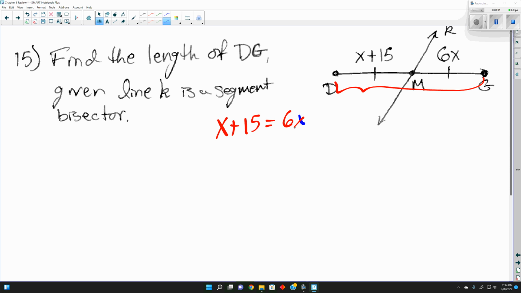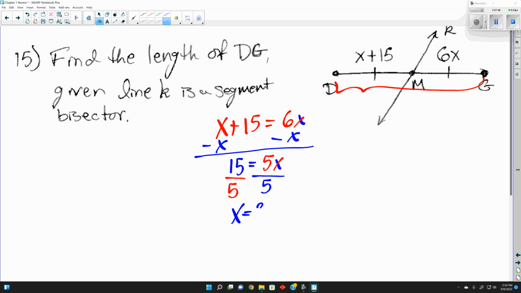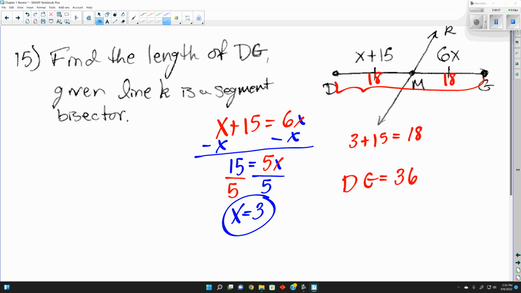Because we set the two equal to each other. So x plus 15 equals 6x. We subtract x from both sides, telling us 15 is equal to 5x. Divide both sides by 5, telling us x is equal to 3. Now it doesn't matter which one we plug it into, because we could say x plus 15, which would be 3 plus 15, which is 18. So this segment is 18. So DG is 36.